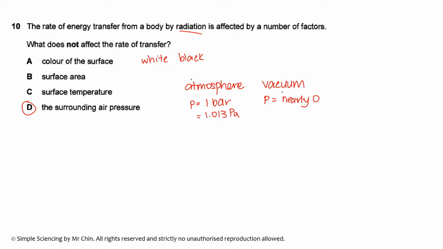However, we are being tested on radiation. Recall that radiation can travel through outer space. It can travel through the atmospheric pressure on Earth. So, is radiation affected by the atmosphere or vacuum? The answer is no. It can still travel through vacuum. So, regardless of the surrounding air pressure, radiation is still able to travel through these different mediums of different pressures. So the answer is D, the surrounding air pressure.